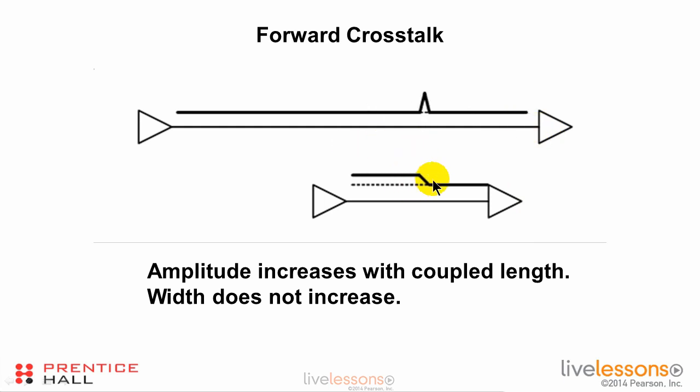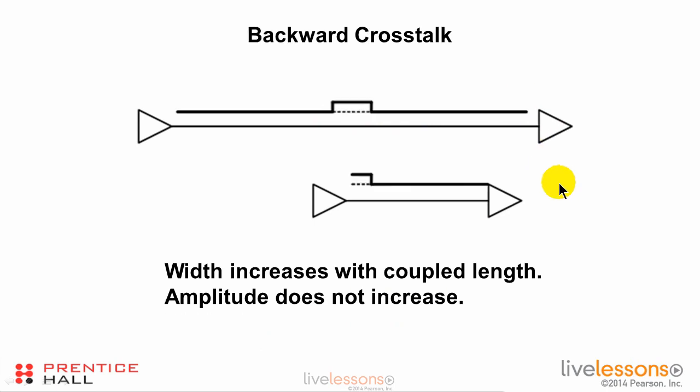And here again, we have the aggressor signal on this line, the forward crosstalk signal on that line getting larger and larger. The amplitude increases with the coupled length, but the width does not increase. The width is constant everywhere along this trace. It's just that the forward crosstalk signal keeps getting bigger and bigger.